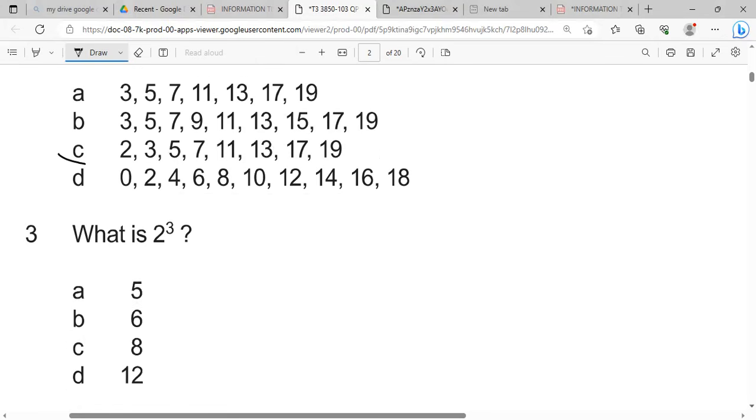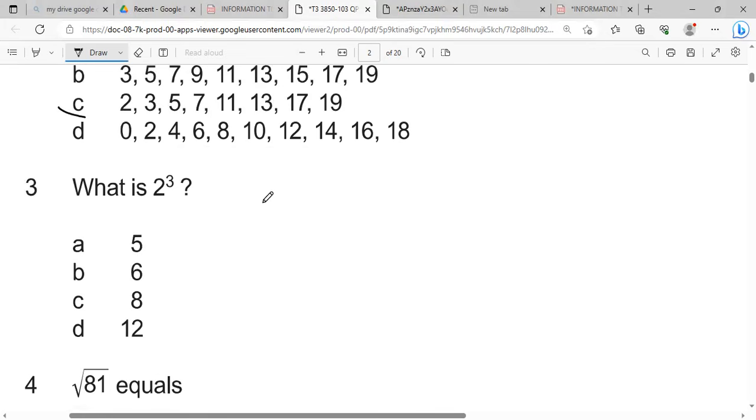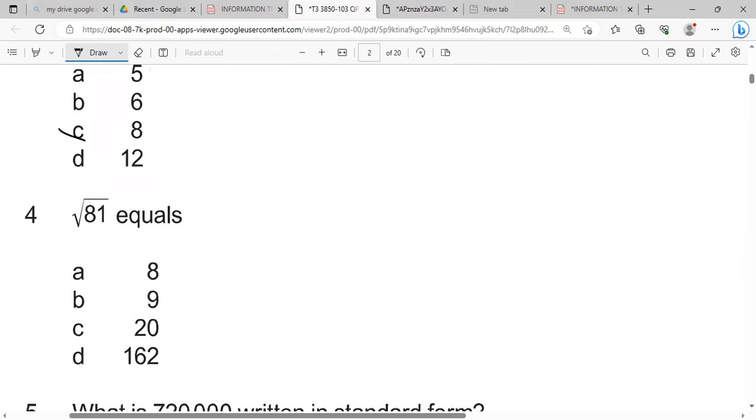Number 3 says, what is 2 raised to the third power? Now this would be 2 times 2 times 2. 2 2s are 4, and that gives us 2 4s, 8. Now this one says, what's the square root of 81? What number multiplied by itself gives us 81? Right, and that would be 9. Very, very nice and easy.